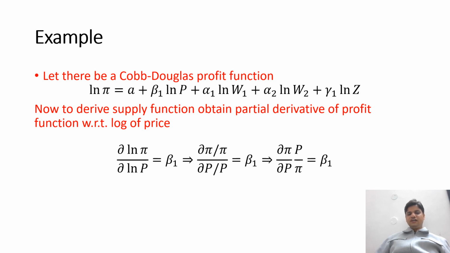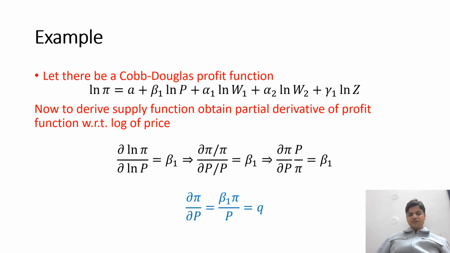So when you differentiate, it is very easy to understand. The partial derivative just comes out to be beta 1, but you know that if you differentiate log, you can find the partial differentiation of log pi as partial pi by partial pi, and partial p by partial p by p. So here we have elaborated it further. So now we have partial pi by partial p times p by pi equal to beta 1.